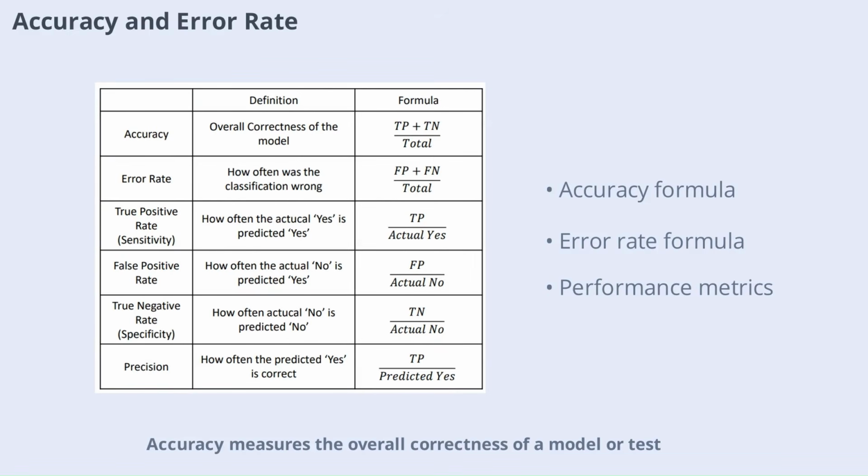Accuracy measures the overall correctness of a model or test. It's calculated as the sum of true positives and true negatives divided by the total number of cases. Error rate, on the other hand, tells us how often the classification was wrong, calculated as the sum of false positives and false negatives divided by the total. These metrics help us evaluate the performance and reliability of our statistical tests.